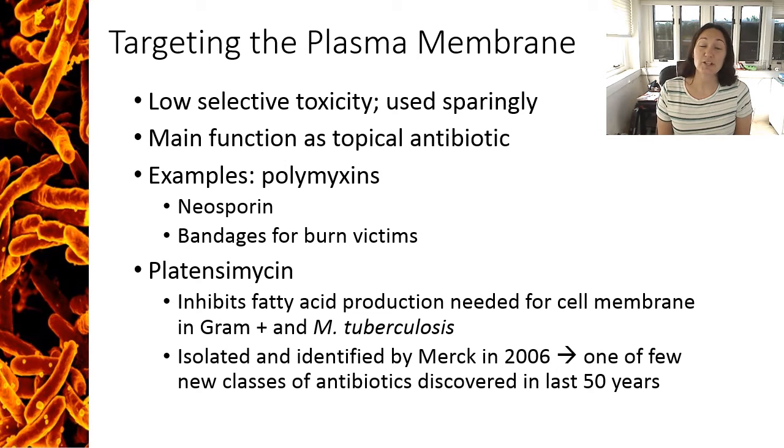The last target we mentioned was the plasma membrane. So remember, the plasma membrane has much lower selective toxicity, and so these tend to be used relatively sparingly. The main example are the polymyxins. These are things that are found in stuff like Neosporin. They're also used often in bandages for burn victims, so the antibiotic is embedded in the bandage itself to help prevent wound infections.